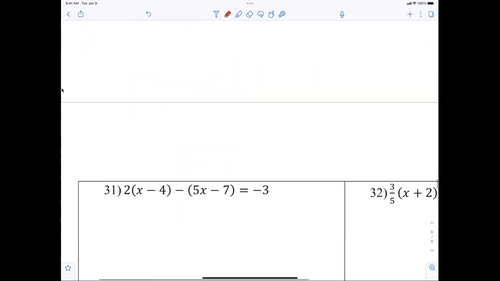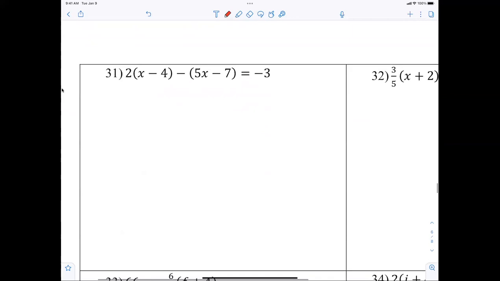All right, 31. All right, you got a tough one, Tyler. Let's see what you can do. 2x minus 8. Good, minus 5x. Good. Would that just be positive? That would be positive what? Positive 7. Don't forget, this is like distributing a -1.